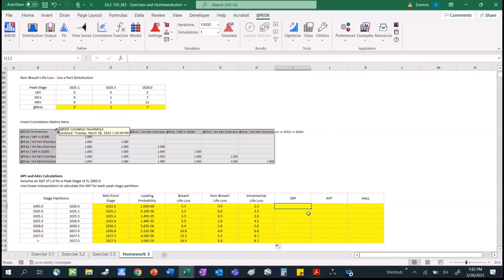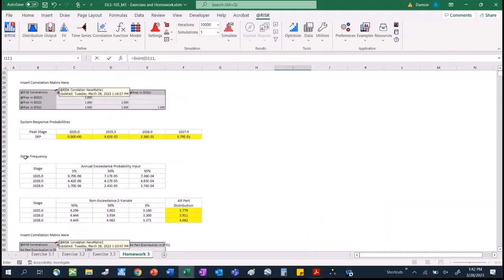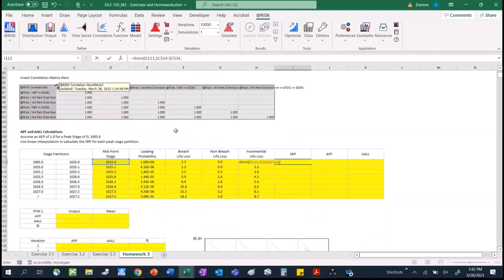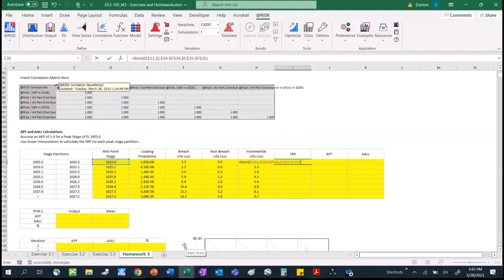And now we need to interpolate to get our system response probabilities. And we're told to use linear interpolation to calculate the SRP. So again, that'll be linint. I need my midpoint stage. I'm going to scroll all the way up to the top of my worksheet and find my system response probabilities. The X arrays are going to be those peak stages. And then the Y array will be the probabilities. We get zero for that first partition since that midpoint is below our crest. But all these other ones should be greater than zero by some amount.